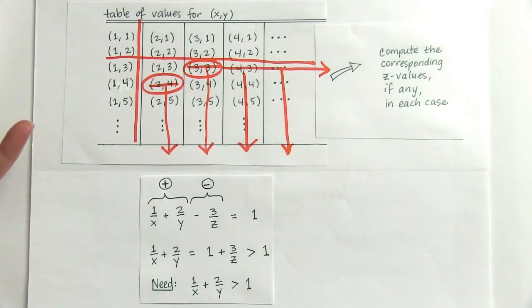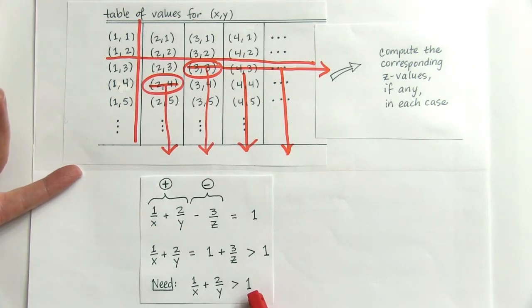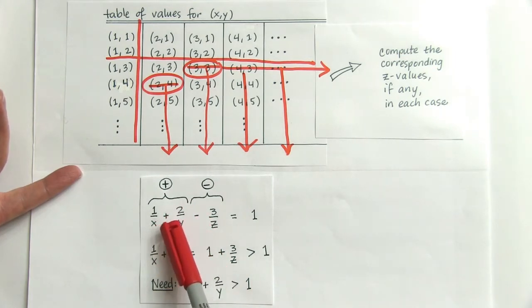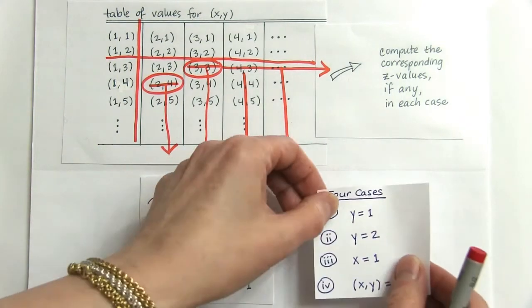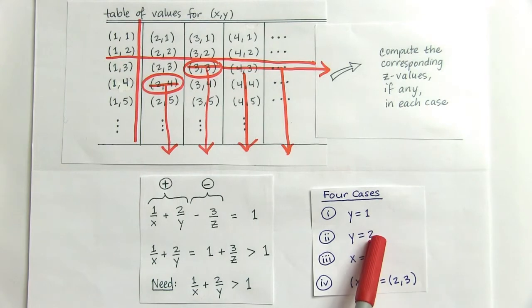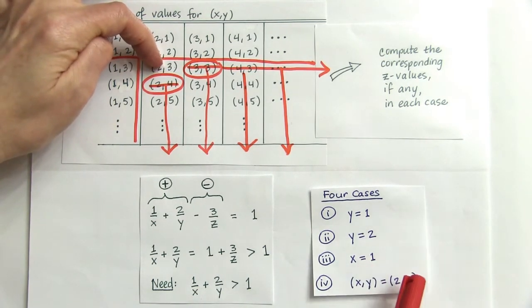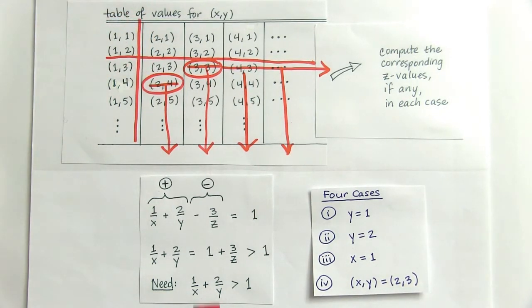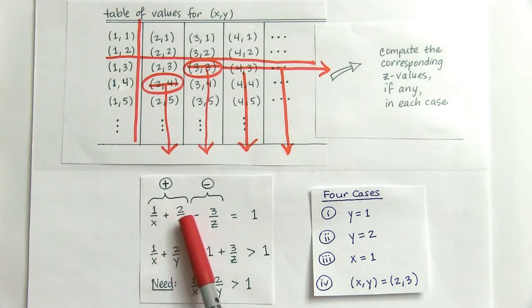So looking at our table, we have found the only possible pairs of values for x and y that make this inequality true, which must be true in order for x and y to satisfy this equation. And we see that there are exactly 4 cases. So in order for this inequality to be true, we either have y is 1 in this row, y is 2 as in this row, x is 1 as in this column, and this one remaining possibility where x is 2 and y is 3. And these are the only pairs of positive integers x and y that can possibly solve this equation.